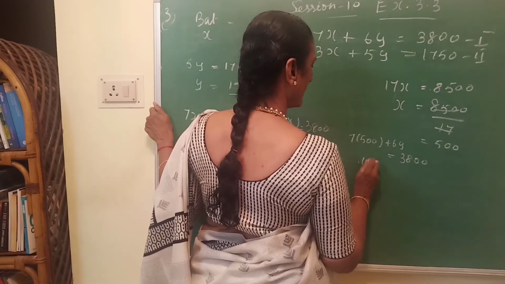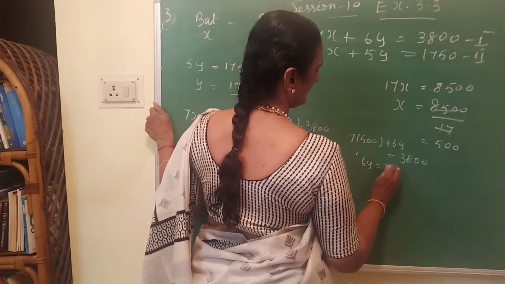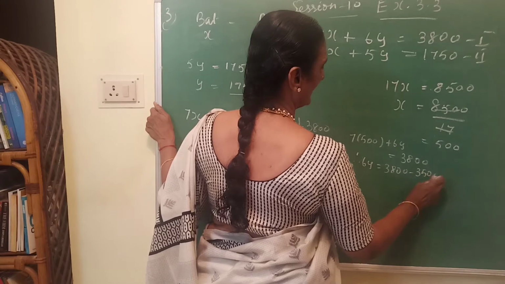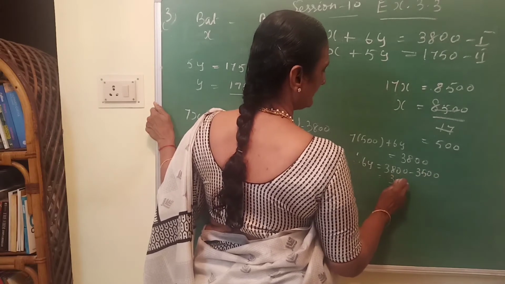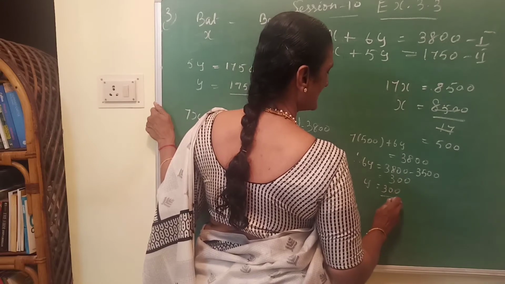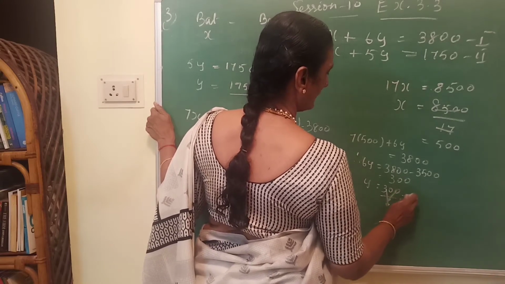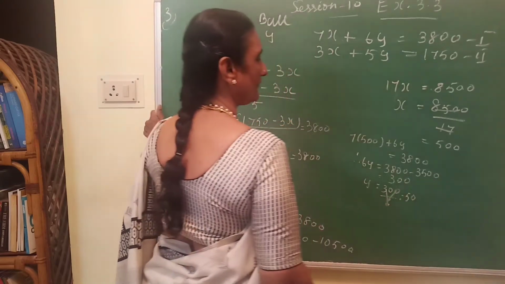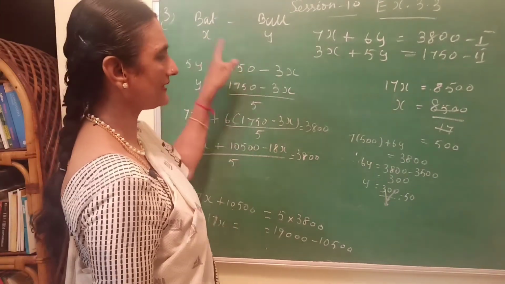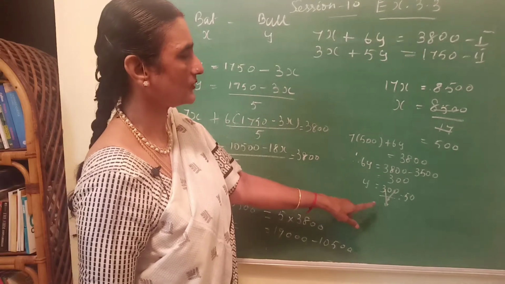Therefore, 6y is equal to 3,800 minus 3,500. That is 300. So y is equal to 300 by 6, which is 50 rupees. So we have got the cost of one bat to be 500, cost of one ball to be 50.